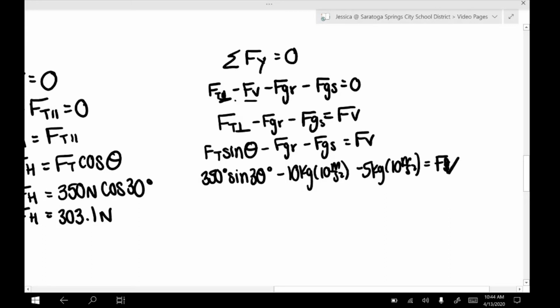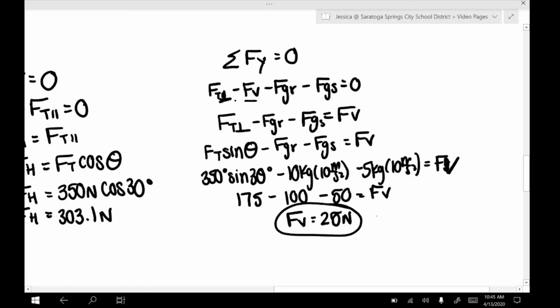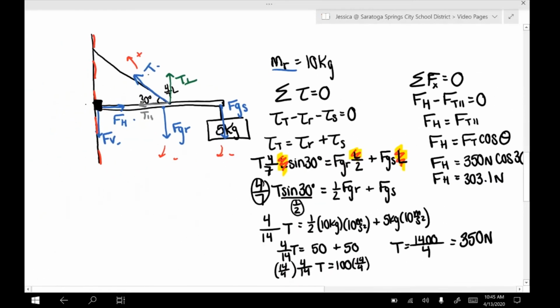Okay, so 350 times the sine of 30 is 175 minus 100 minus 50 is FV. Okay, so 175 minus 100 minus 50. The vertical force from the hinge is 25 newtons, and the fact that I got it positive means that my initial direction of downward that I chose is correct. If I had gotten a negative number here, it just means that the direction that I had chosen was incorrect and it would have actually been up. Okay? So that's another way to practice these.